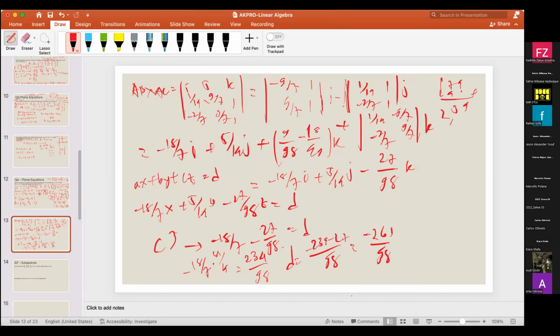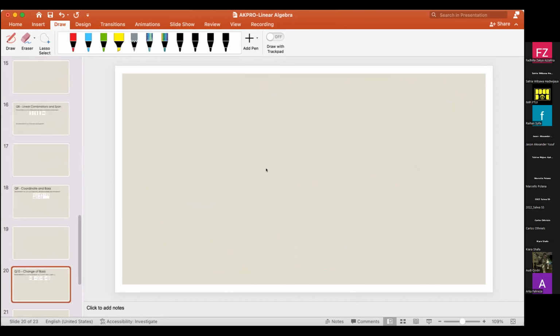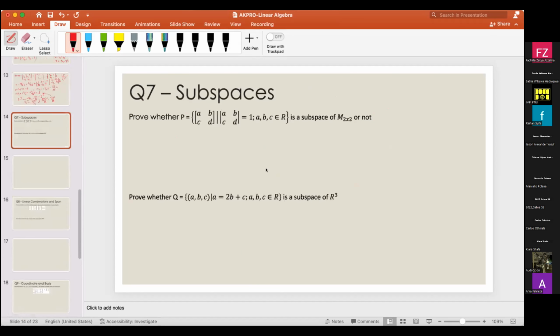Okay, so now we're done with the plane equation. So you can just put the value of D here. And now we're going to move on to the next chapter, which is chapter 4, on subspaces. So we have 11 questions in total, so we're almost done. Okay, for subspaces, we have to prove whether this P here is a subspace of M2 times 2 or not.